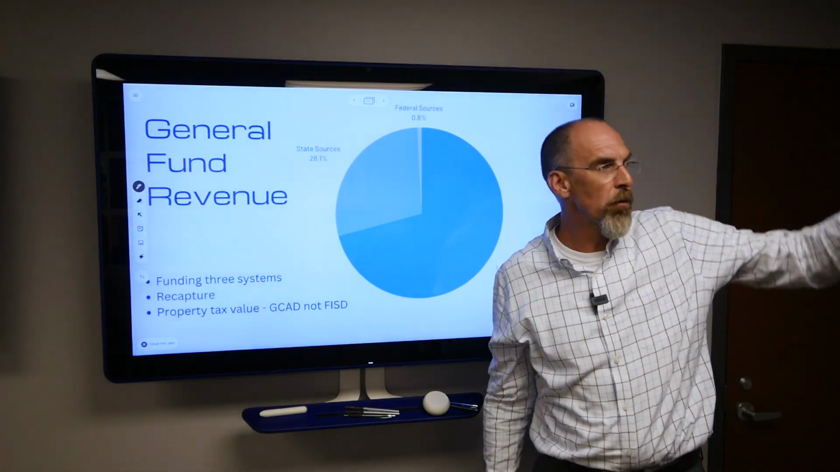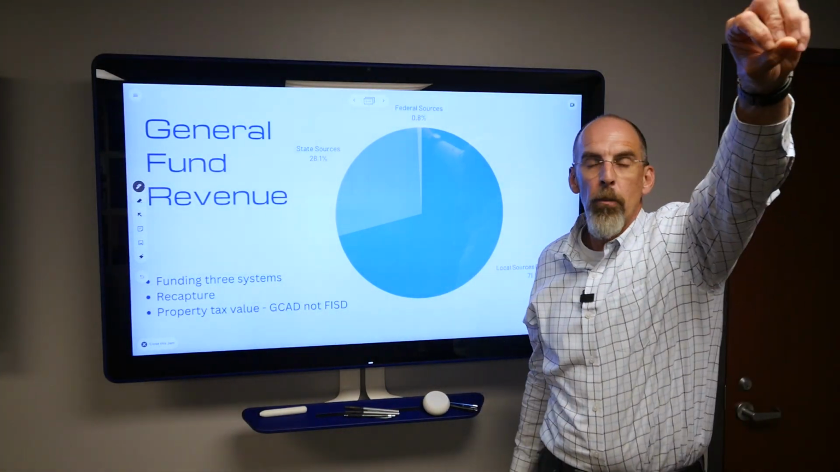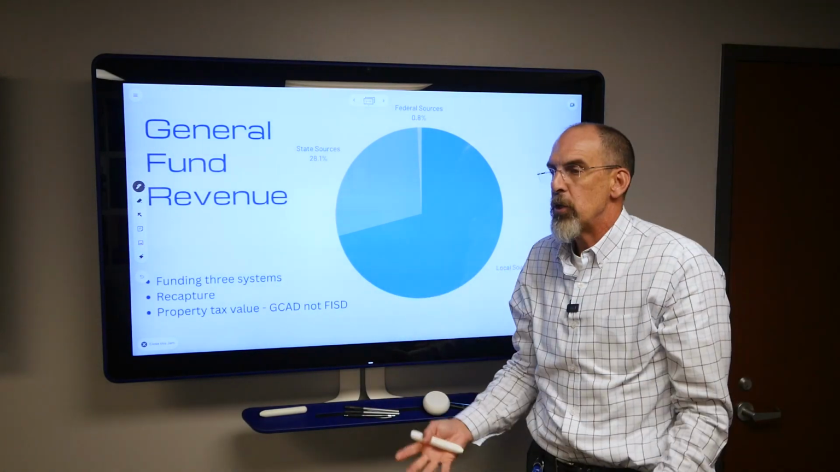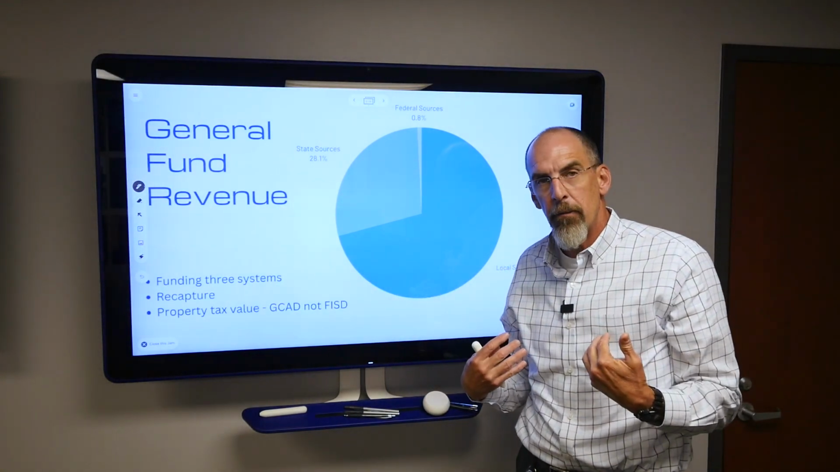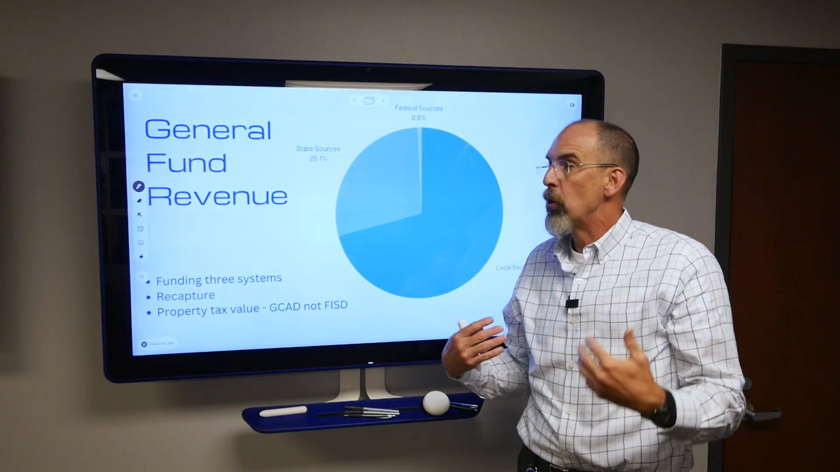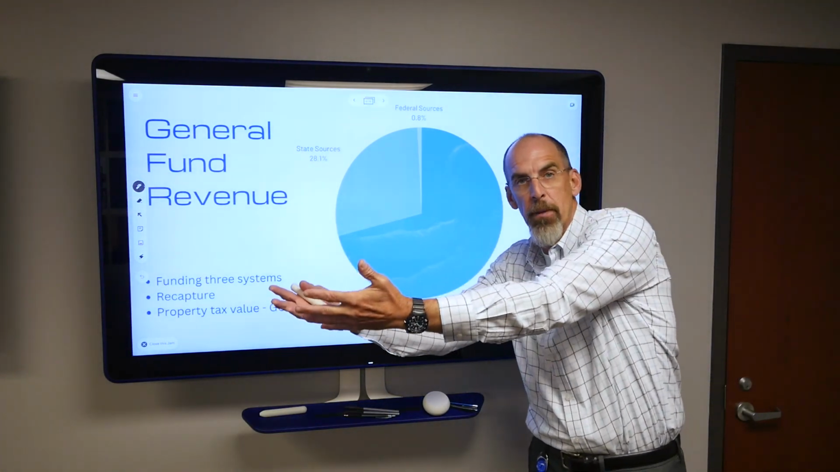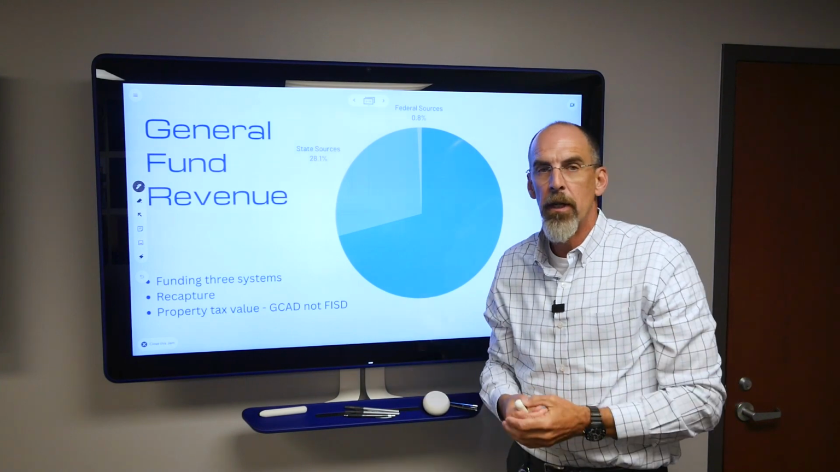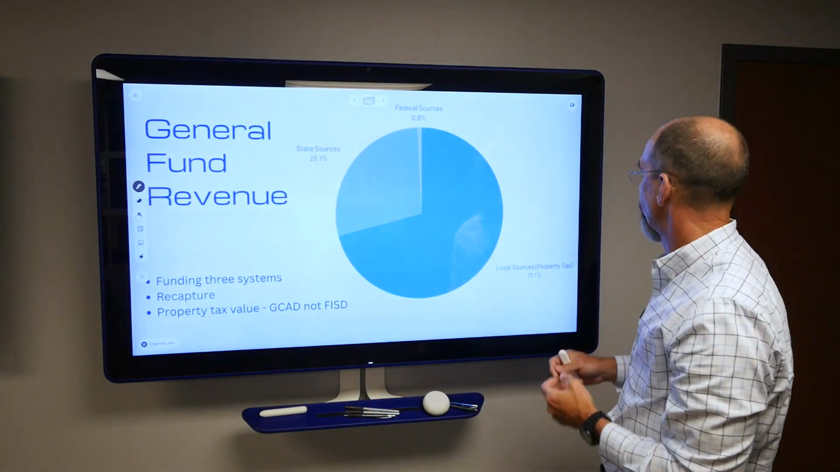We could build Walmarts on every open piece of property. Our property values could increase, and that would just, for us at this stage in the game, the way the system is set up, would just be more money given back to the state, which is hard to do when you're facing a deficit budget the way Friendswood is right now.